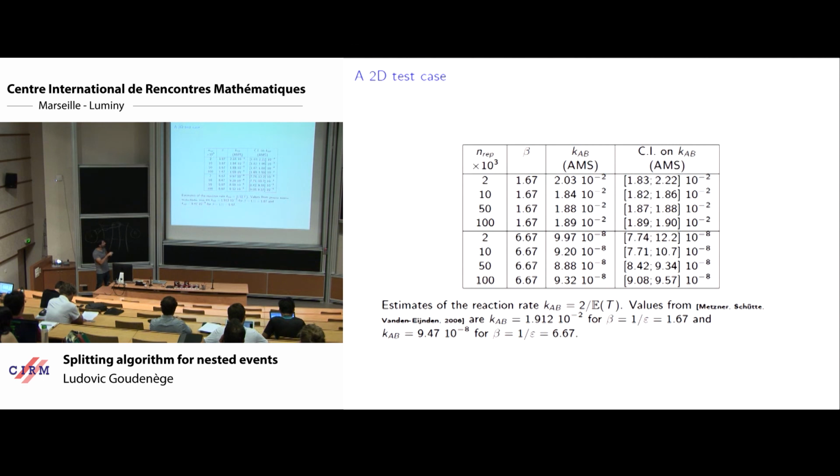So with only 2,000 particles up to 100,000 particles, I can obtain a good estimation of the probability, and you can see there is no big movement of the confidence interval, and I'm very close to the value computed by this other article in the test case. So this is robust to compute some quantity.